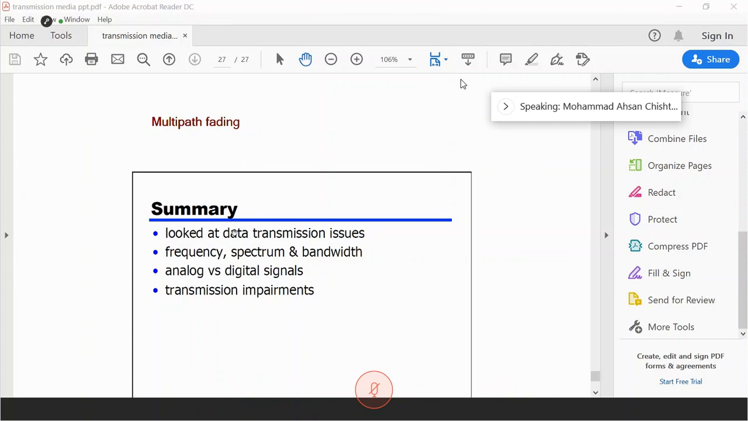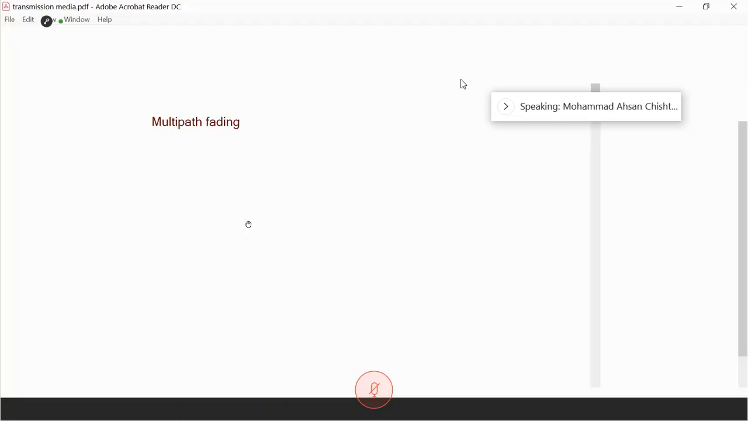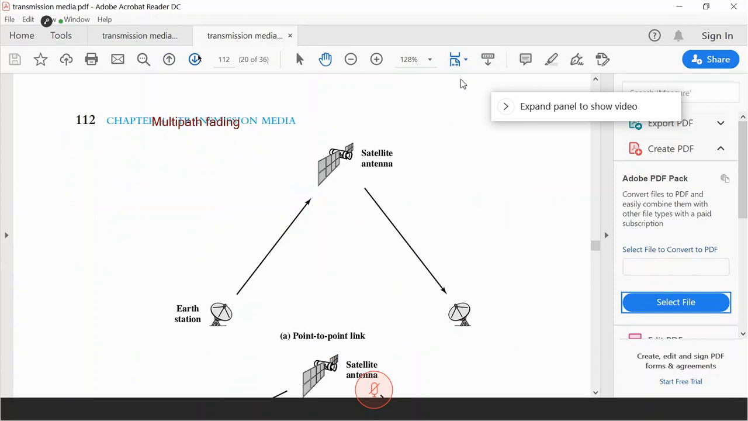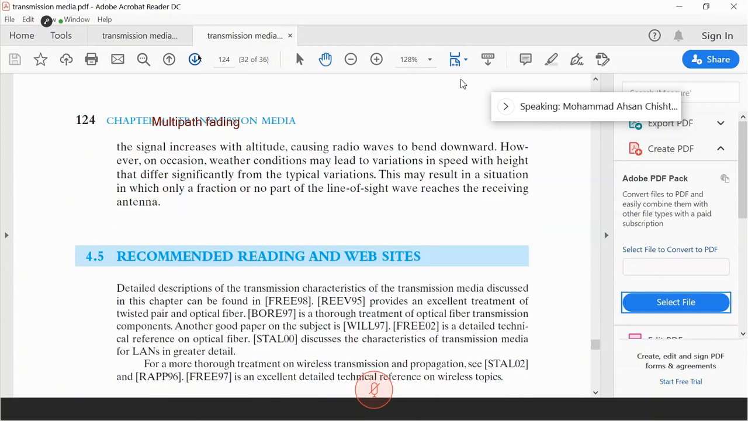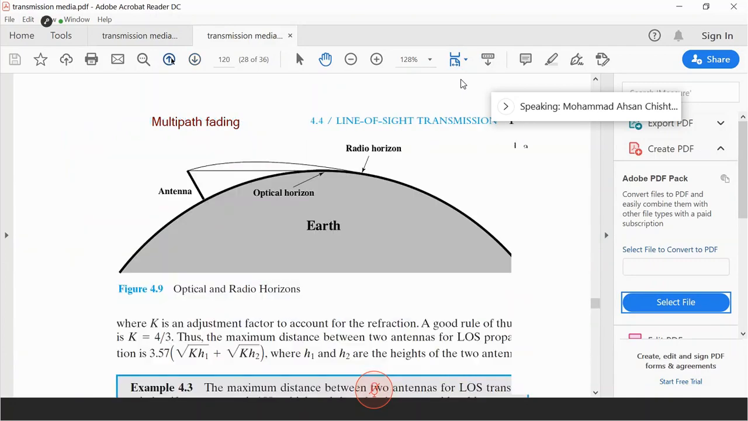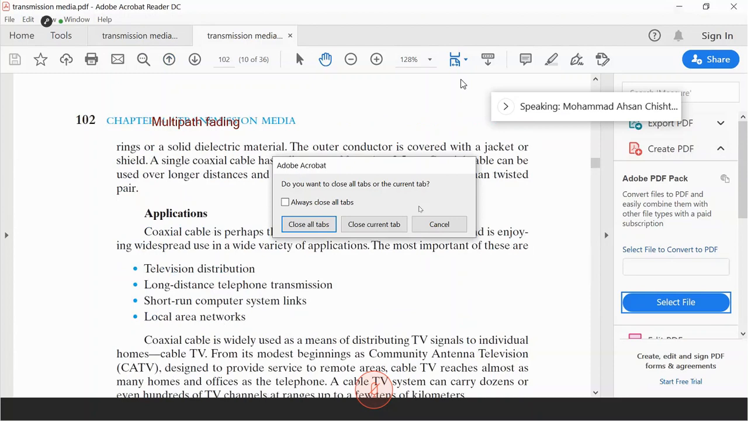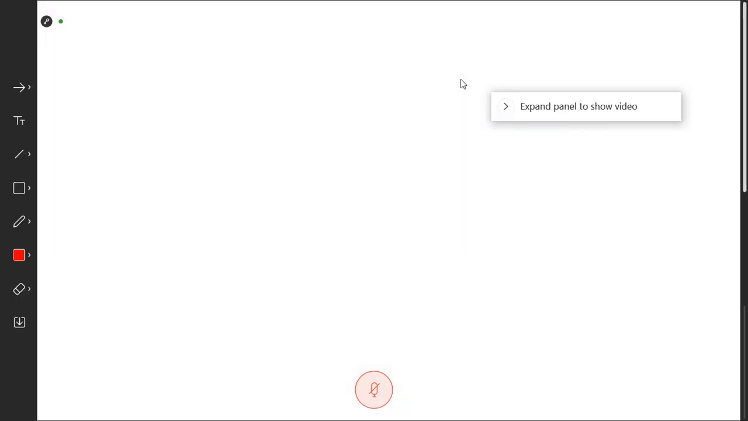I'll take that 10 minutes in discussing transmission impairments. Let me see if I have this slide for transmission impairments. Also, I will send this file of transmission media that might be a bit helpful. I'll share this in the Google Classroom. So next part is about transmission impairment. For that, I would use the whiteboard. Topic is transmission impairments. This is the last topic for today.